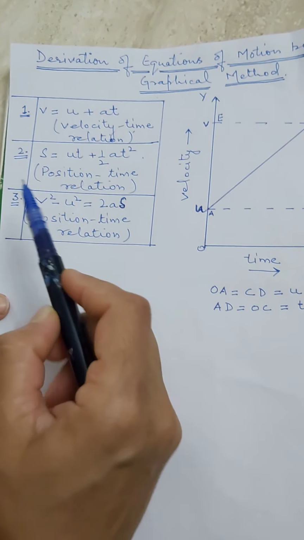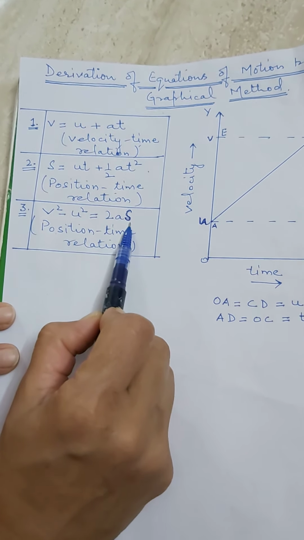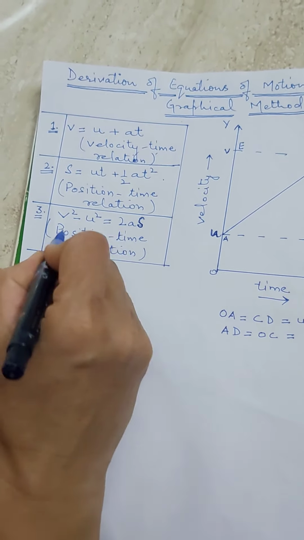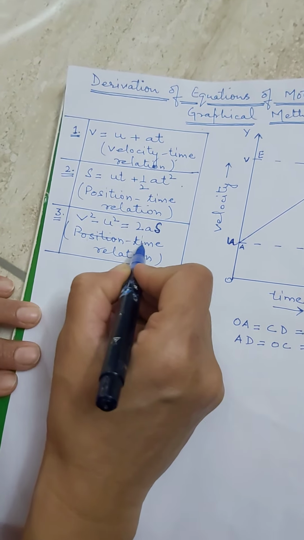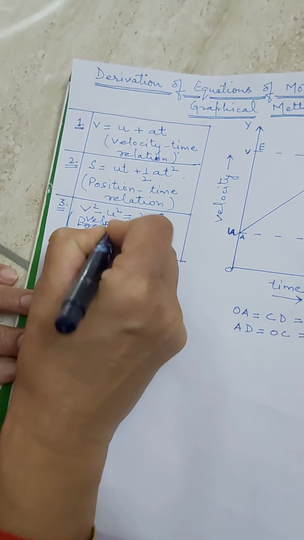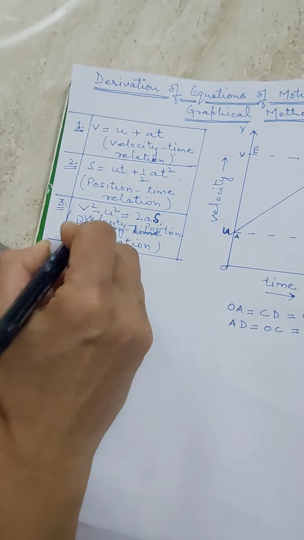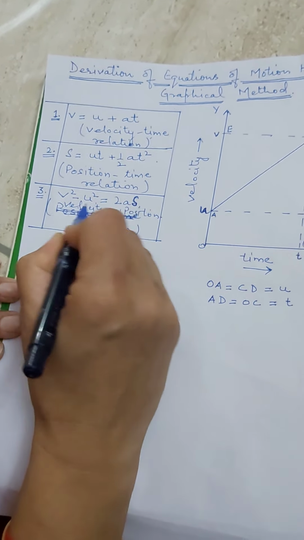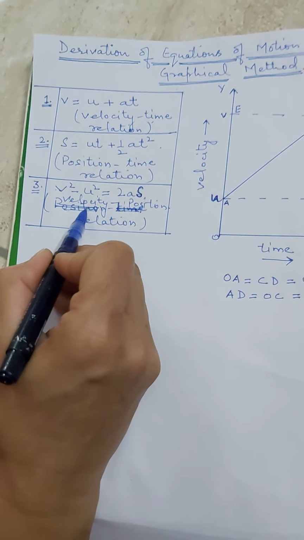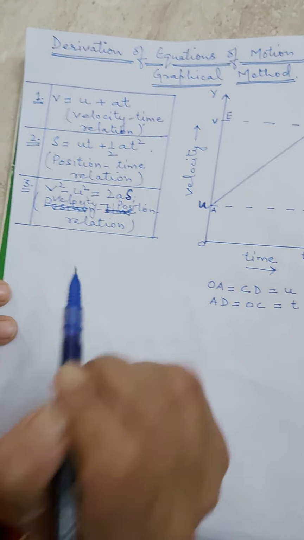Third equation of motion is v square minus u square is equal to 2as. Here we don't have time, so it is also known as velocity position relation, as there is no time. So v and u are for velocity and s is for position. Now we will derive these equations graphically.